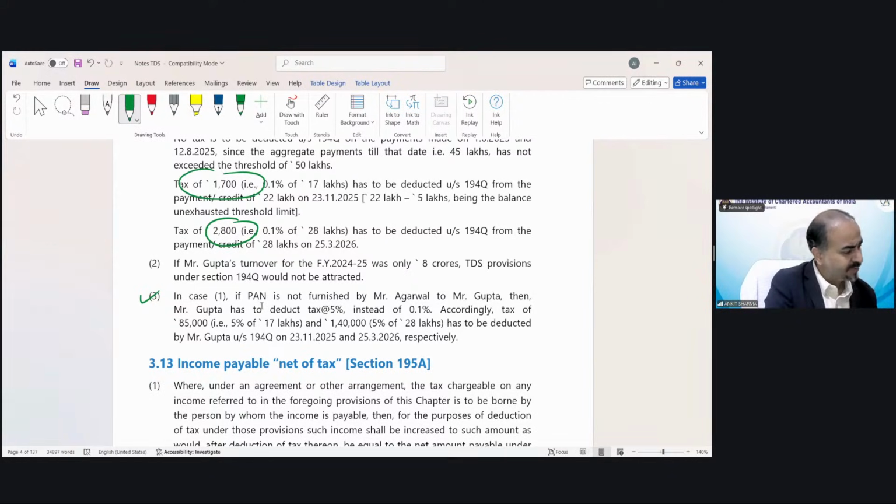There is a concept of a higher rate of deduction if you do not submit your PAN number. This point you will discuss later in this topic. Do not worry about it. So that was the TDS provision we have discussed till now. Now let me see if there's any query.